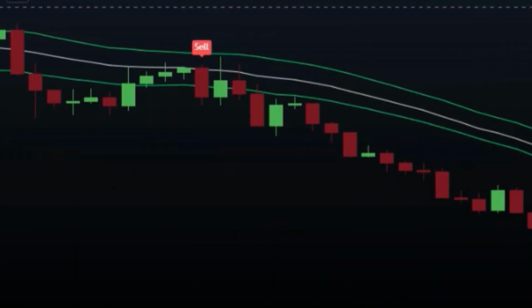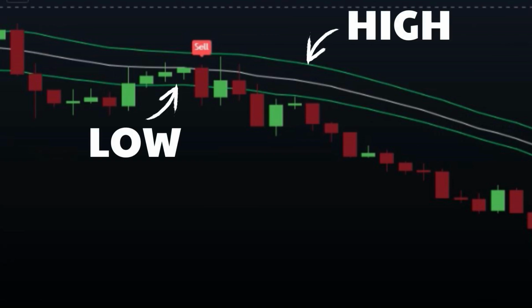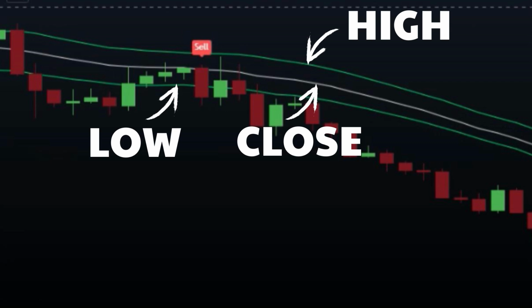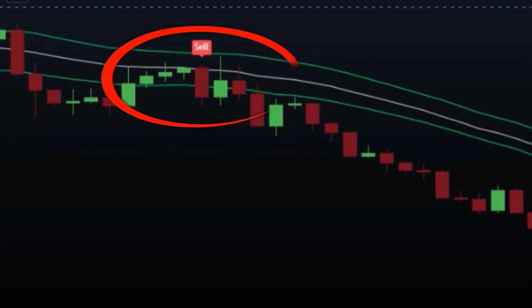This unique indicator calculates 3 moving averages based on different price points, high, low, and close, and plots them on the chart. It then waits for breakouts and pullbacks before generating buy and sell signals. The best part, you can use this indicator on various charts and time frames.